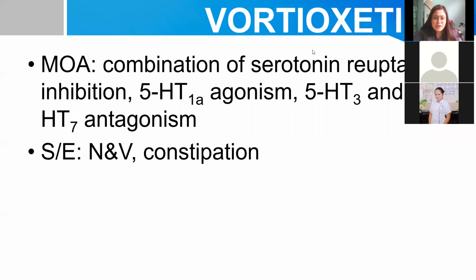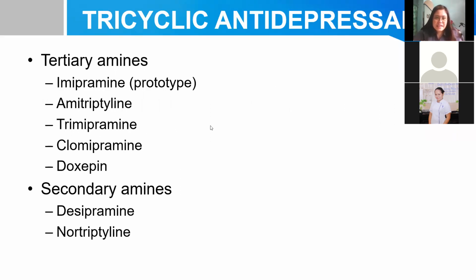So we ended with vortioxetine. Let's continue with another group. This is the fourth group of antidepressants, and these are actually the oldest antidepressants we have: the tricyclic antidepressants. However, although they are the oldest, their use now is being superseded by the SSRIs and the SNRIs. This is because the adverse effects of TCAs are more severe compared with the two, and patients tolerate SSRIs and SNRIs better compared to this.